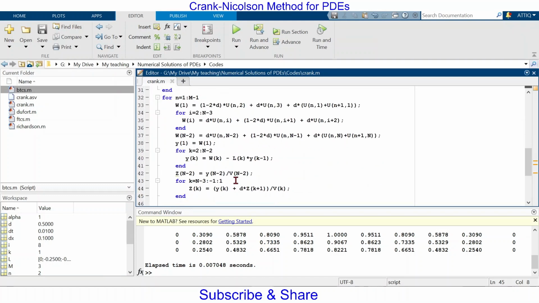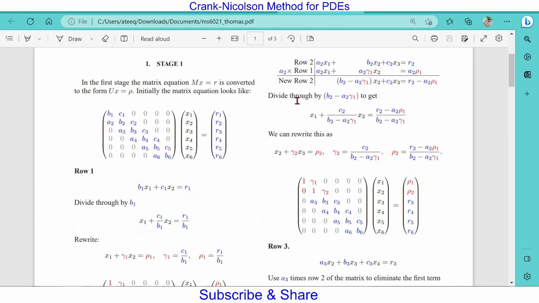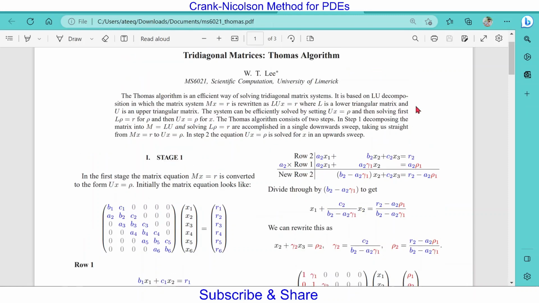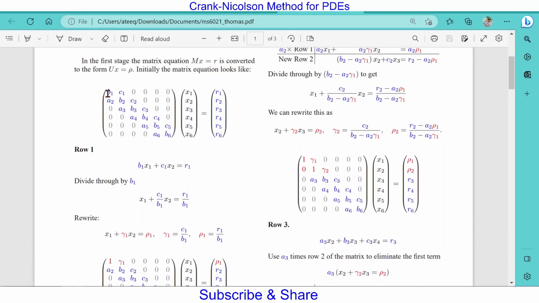So for the Thomas algorithm, what is basically the Thomas algorithm? Thomas algorithm is basically this. In the first step of the Thomas algorithm, if we have a tri-diagonal system and the right hand side, we can try to convert this left hand side into an upper triangular system by using row operations and making the diagonal entries one.